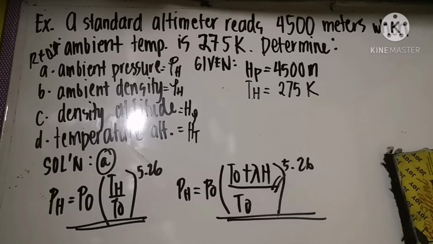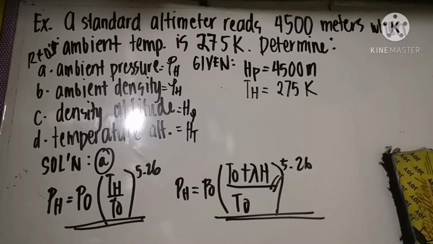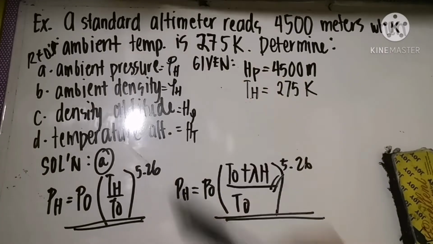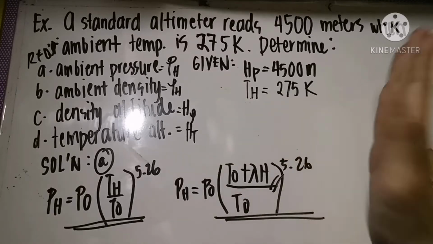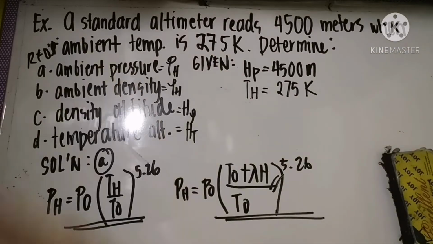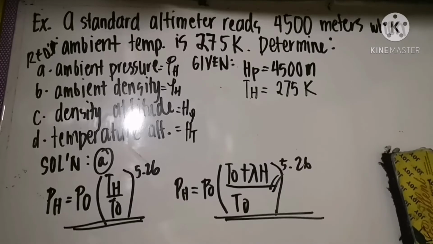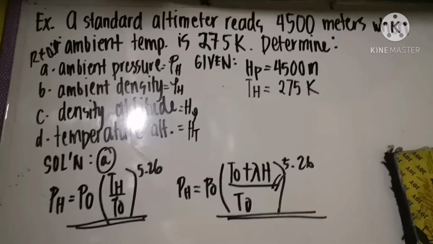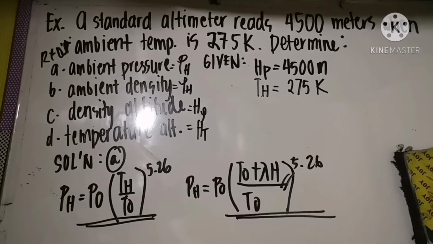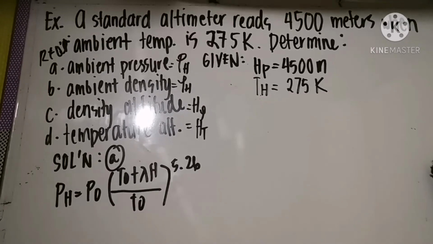Bakit? Dahil sa altimeter. So, yun nga, altimeter reads the pressure altitude. Therefore, sa pressure altitude, it corresponds to the ambient pressure. So, let's solve the ambient pressure. So, medyo tricky yun. First part pa lang, tricky na. So, let's solve na the ambient pressure. So, this will be the formula.